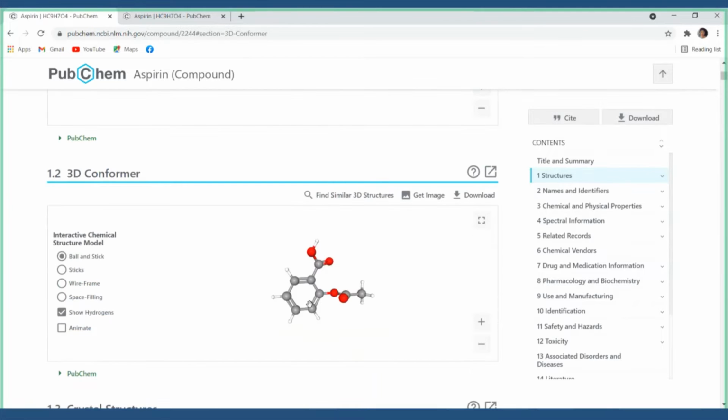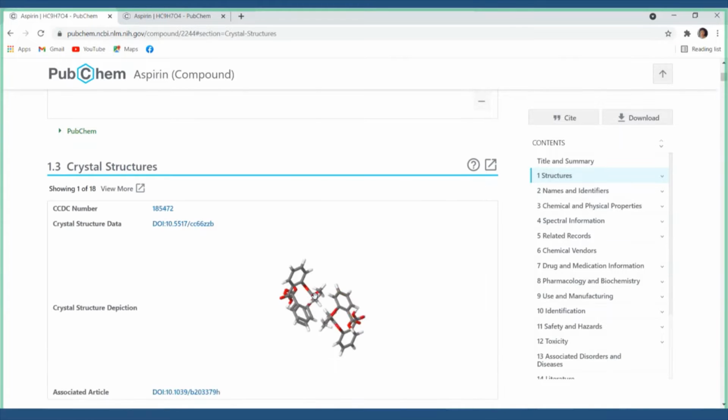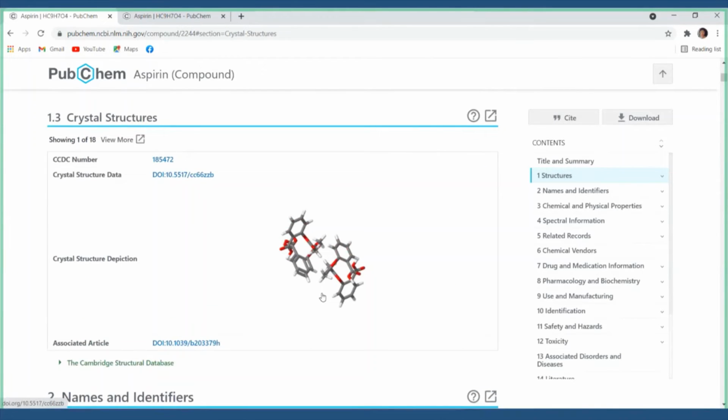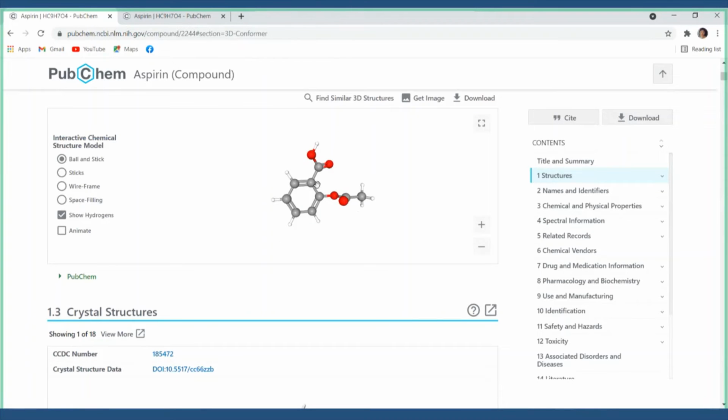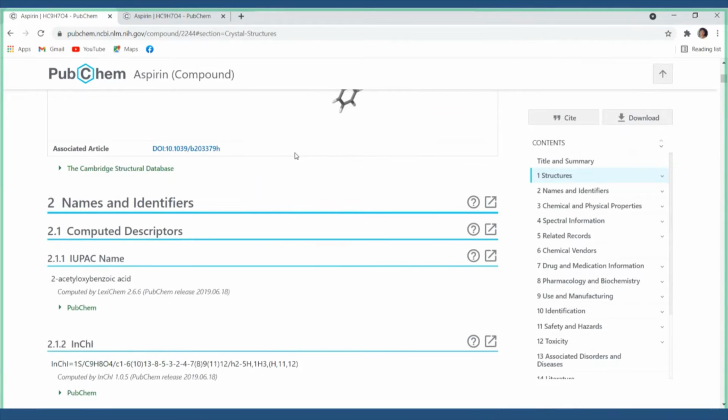You can see the 3D structure. You can also download the 3D structure of aspirin, and we also have the crystal structure, which most of the time we don't use for computational drug design. What we use mostly is 3D, and if there is no 3D, you can make use of 2D. A software will convert the 2D to 3D for you. Are you getting my point?